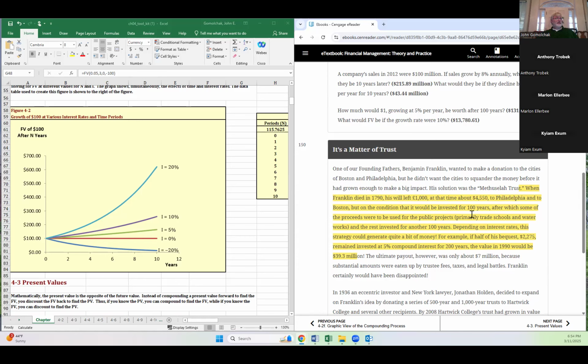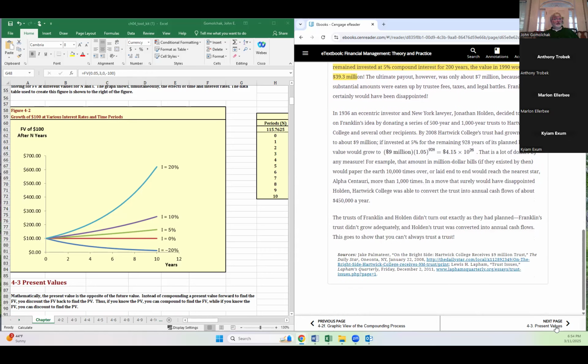But the condition would be that it would be invested for 100 years, after which some of the proceeds would be used for public projects, trade schools, and waterworks, and the rest invested for another 100 years. Depending on interest rates, the strategy could generate quite a bit of money. For example, if half of his bequest, $2,275, remained invested at 5% compound interest for 200 years, the value in 1990 would have been $39.3 million. The ultimate payout was only about $7 million because substantial amounts were eaten up by trustee fees, taxes, and legal battles. So Franklin would have been disappointed.